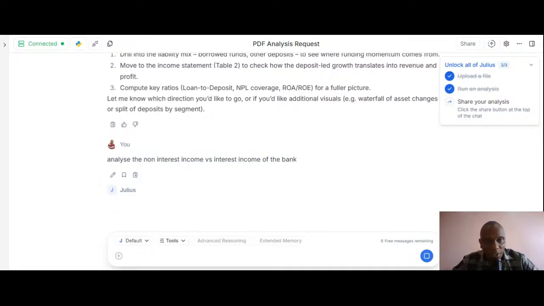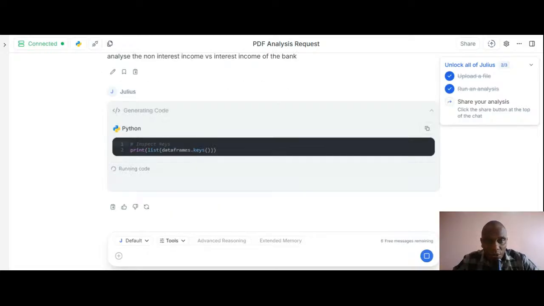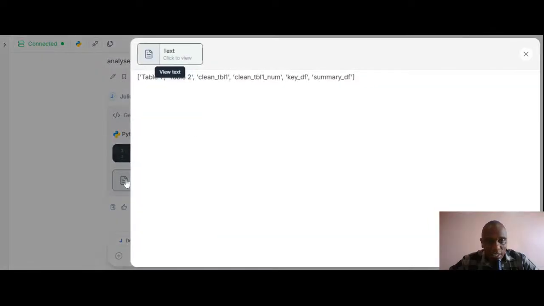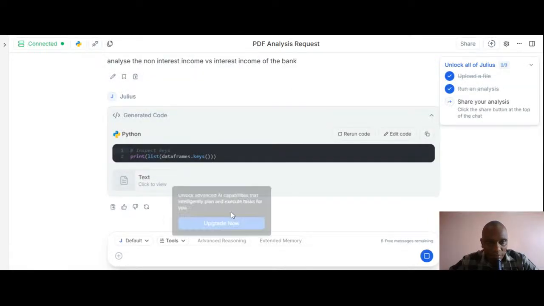So you can see what we got there, the computation of key ratios. For a fuller picture, let me know which direction you'd like to go. If you want additional visuals, it can draw the visuals for you. So I'm trying to see what it is going to tell me about the non-interest ratios.